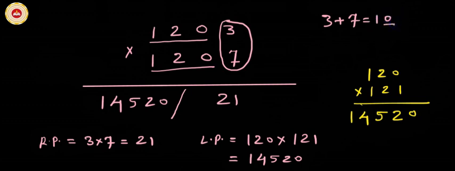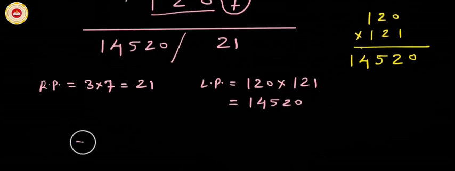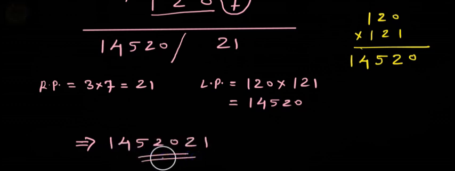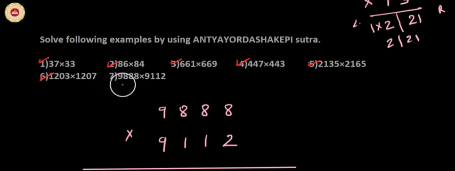Now friends, count the number of zeros in the sum. There is only one zero. So we need to write two digits in right part, which we already have. So let us write final answer 14520, remove slash and write 21. That means 14,52,021 is answer.